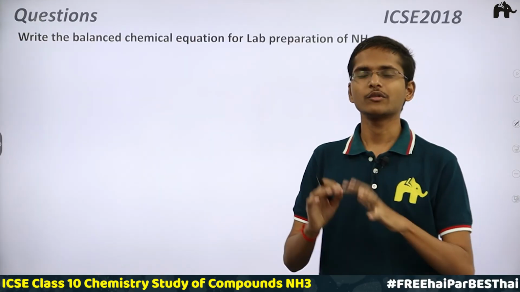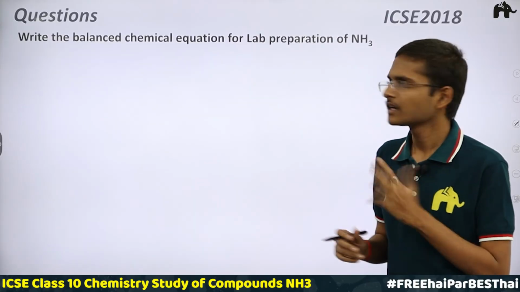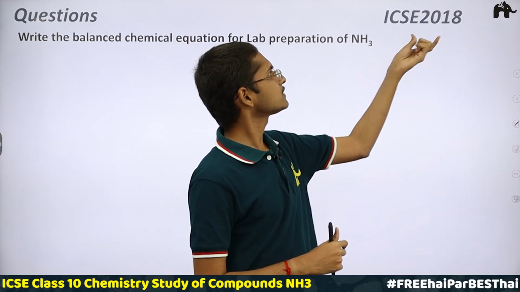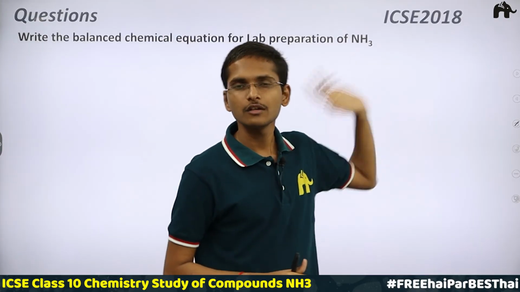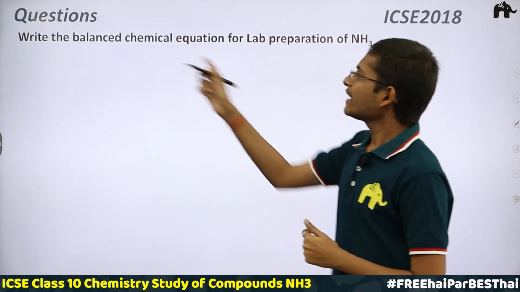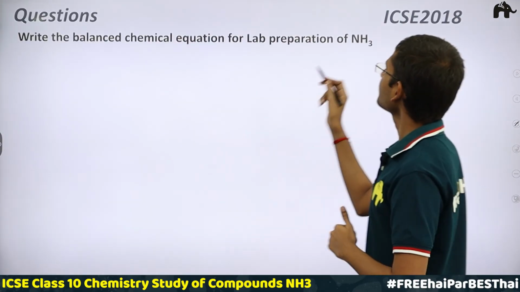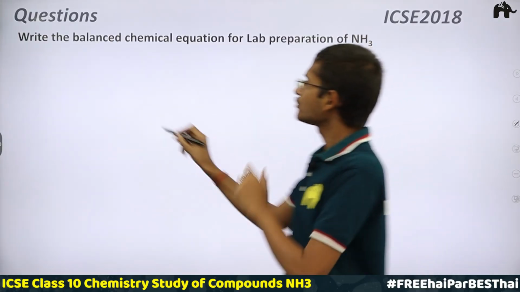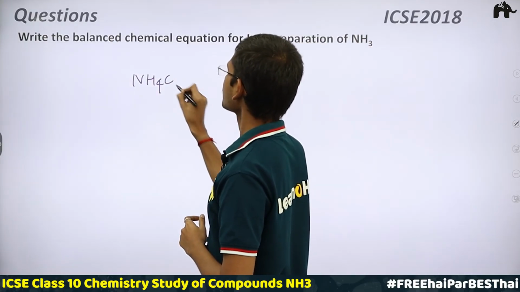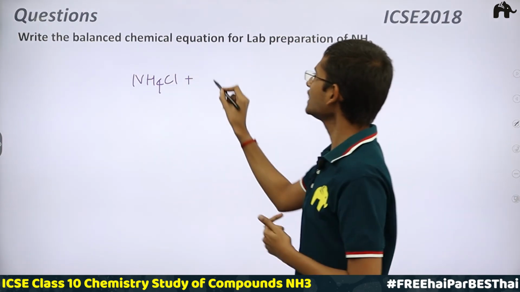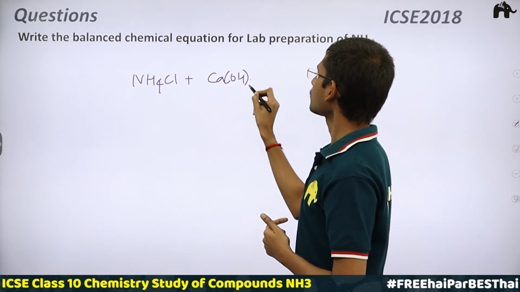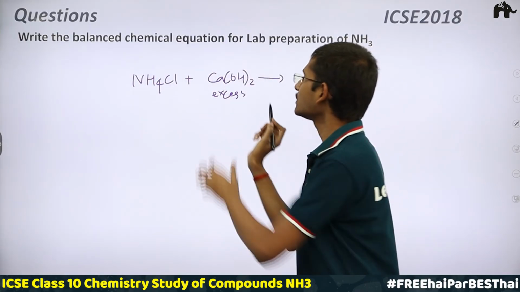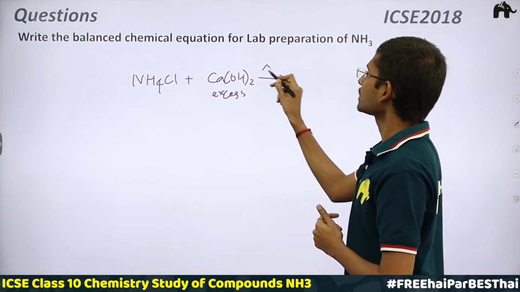Clear with this part? Now let's see a few quick questions. You can observe the questions that have been asked in your exams. I have noted the exam year on this side, so you can have a look. Write the balanced chemical equation for the lab preparation of ammonia. We have studied the lab preparation of ammonia from ammonium chloride. We use very fine ammonium chloride and excess calcium hydroxide. We need to write the balanced chemical equation, and we also need to show the conditions as well.